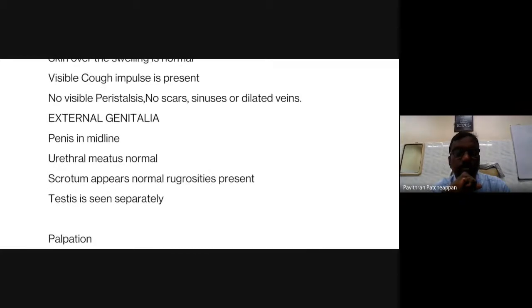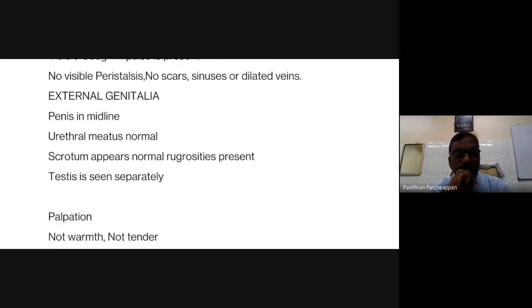Can I proceed, sir? Proceed. External genitalia, the penis is in midline. Urethral meatus normal. Scrotum appears normal. Root is present. Testis is seen separately. Can be felt separately. Okay.